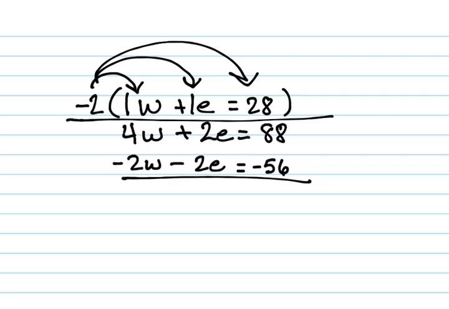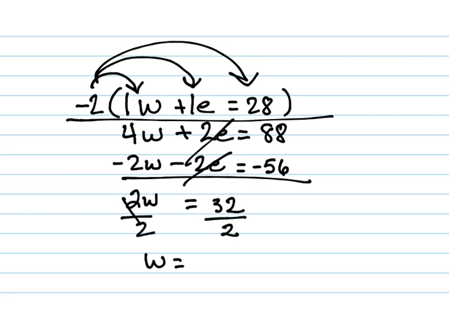4w's minus 2w's is 2w. The 2e's are opposite, so they're going to subtract away. That was the whole point. And what is 88 minus 56? Someone? Pardon? 32? Thank you. Now all I need to do is get that w by itself by dividing both sides by 2, which gives me w equals 16. So I know now that there were 16 wombats.